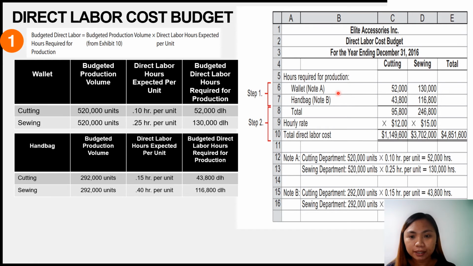For the handbag, 43,800 direct labor hours is needed in the cutting department to manufacture 292,000 units. And in the sewing department, 116,800 is needed to manufacture 292,000 units of handbag. So the total in the cutting department is 95,800 direct labor hours, while in the sewing department it is 246,800.